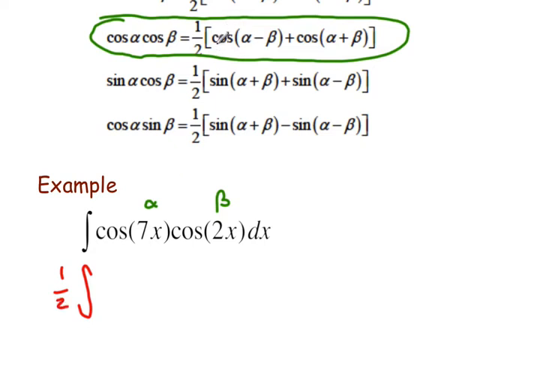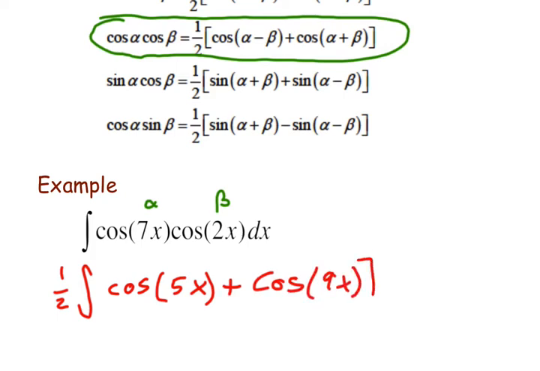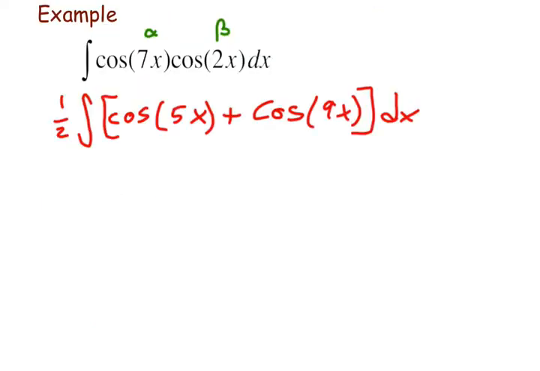And then we're going to have our cosine of alpha minus beta. So in this case, the cosine of our alpha minus beta, 7x minus 2x, is 5x. And then we're going to have plus cosine of alpha plus beta, and our alpha plus beta is 9x. And so we are now going to integrate this. Much easier than what we had.